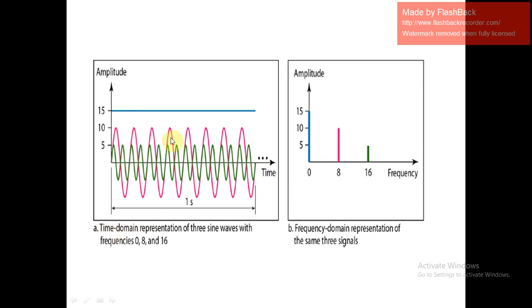You have the 15 amplitude, and you can see that the signal with 15 amplitude is basically not a sinusoidal signal, it is a DC signal. So frequency 0 defines a DC signal with amplitude 15. The frequency is not given there, it is given here. So frequency 8 has an amplitude 10 and frequency 16 has an amplitude 5.